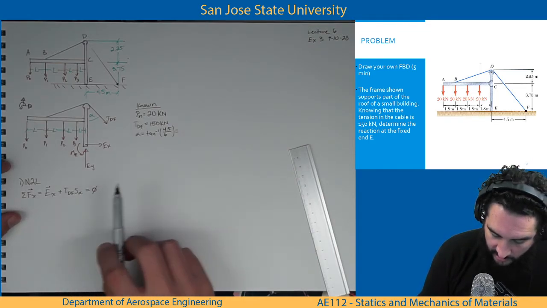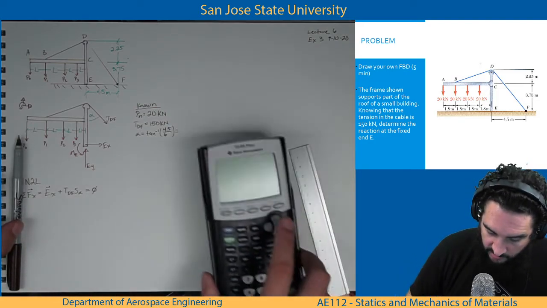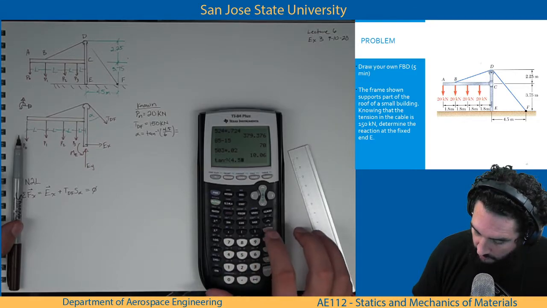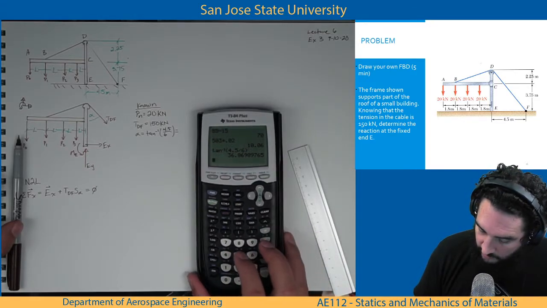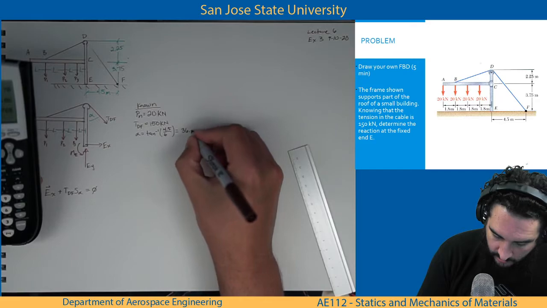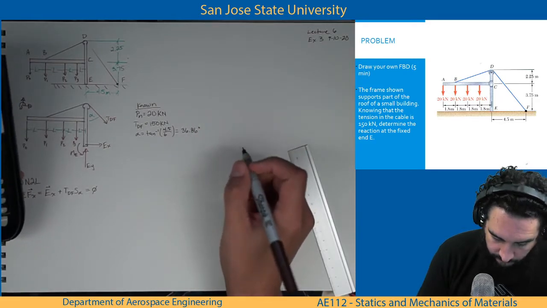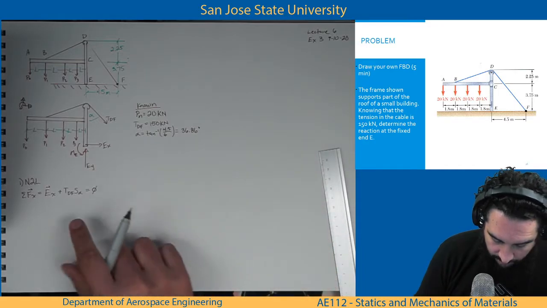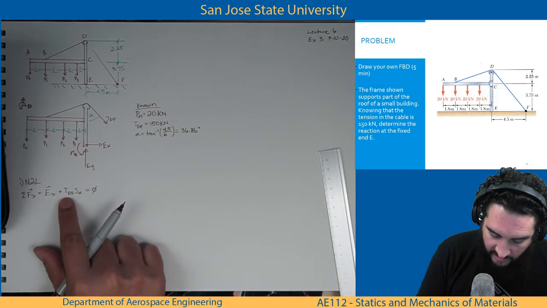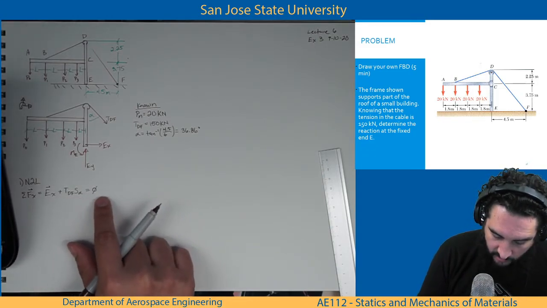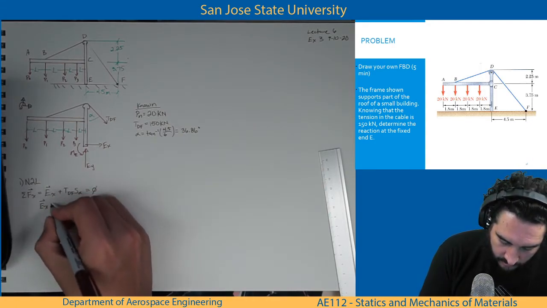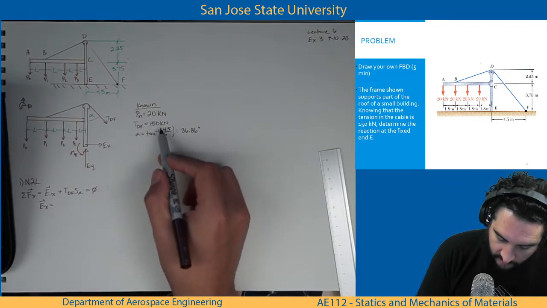And since we know TDF explicitly, we can find alpha. Three, 4, 5 triangle. 36.86 degrees. Okay. So EX is positive, so I'm gonna let it stay on the left hand side, and then I'm gonna move TDF sine of 36.86 to the right hand side and solve for EX directly. TDF is 150 kilonewtons.